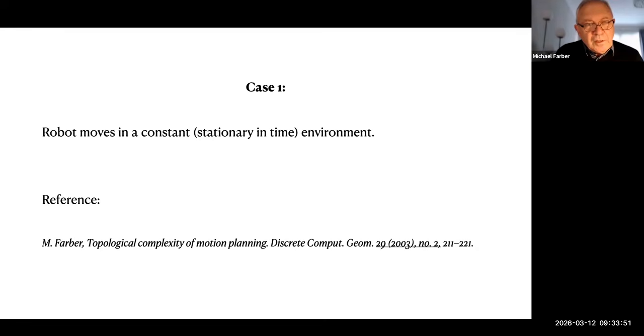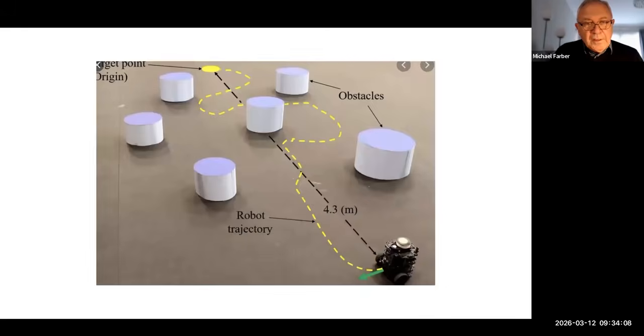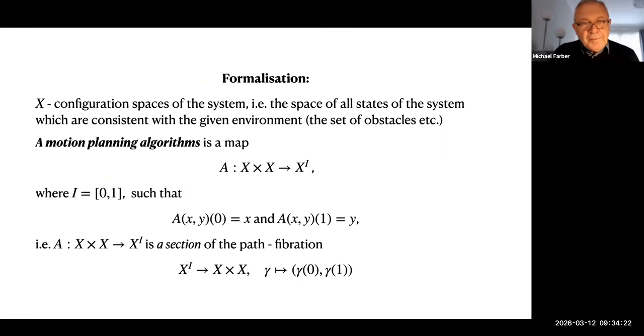This approach is what is called robot motion planning, a very well-known approach. In this situation, we have a robot which moves in a constant environment, stationary in time. This picture shows some obstacles which are stationary, and the robot has an initial state and a final state. So in this situation, we have this formalization, which is well known, so I will go very quickly, but I need to mention it.